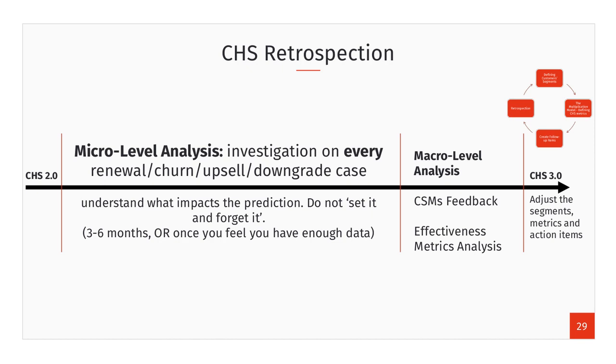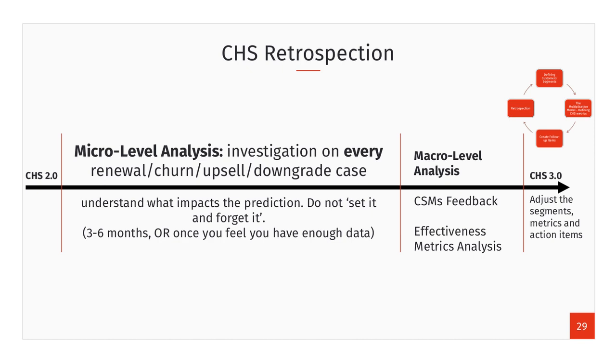After we launch the second version of our customer health model, this is under my responsibility as success operations: I do a micro-level analysis on every renewal, churn, upsell, and downgrade case we have. I try to investigate and understand, first, what the health score was on the day of the case, whether it was an upsell, downgrade, or churn. And second, I try to understand what impacted this prediction. I understood after the first version that I can't just set it and forget it. I need to constantly run the micro-level analysis on every account to understand what impacted it.